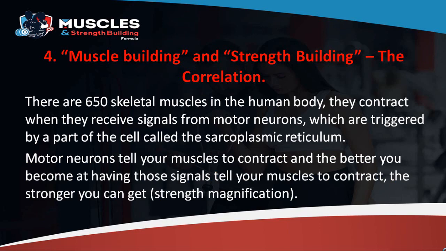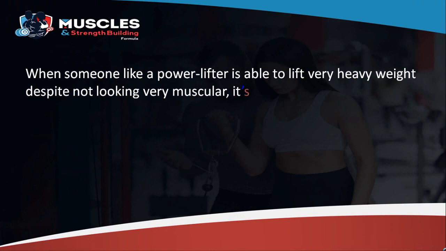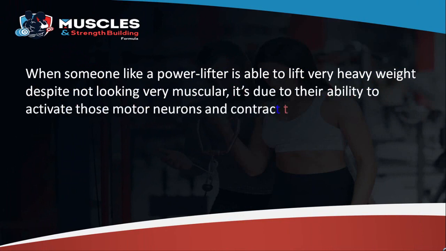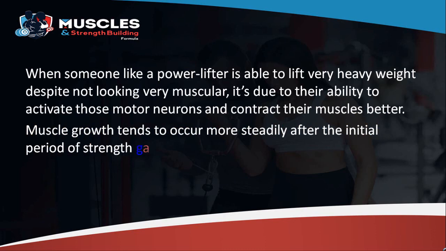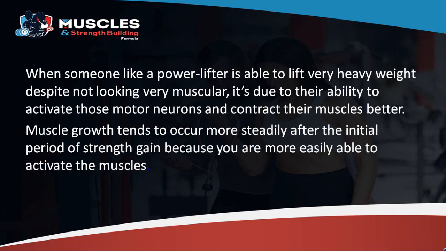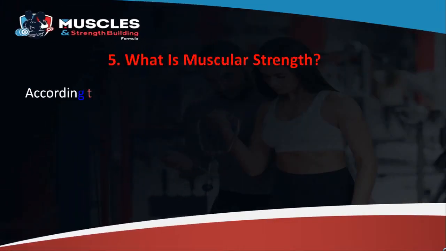Strength magnification. When someone like a powerlifter is able to lift very heavy weight despite not looking very muscular, it's due to their ability to activate those motor neurons and contract their muscles better. Muscle growth tends to occur more steadily after the initial period of strength gain because you are more easily able to activate the muscles.